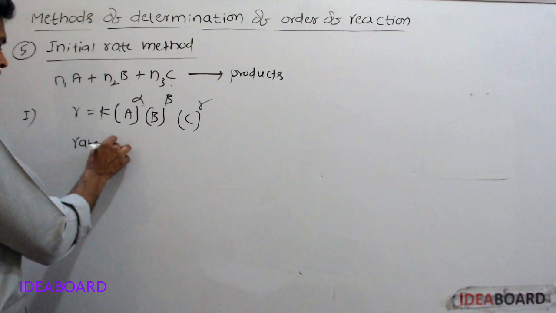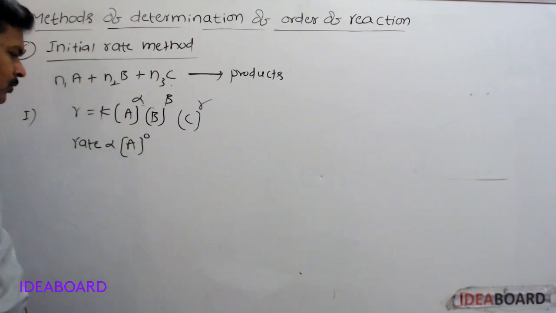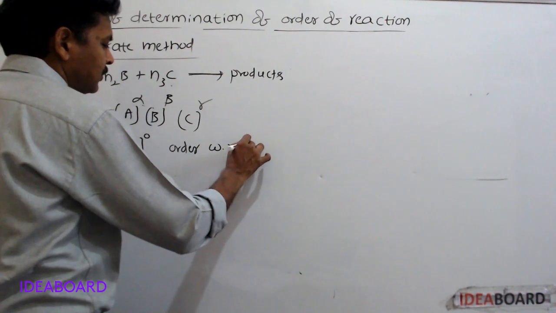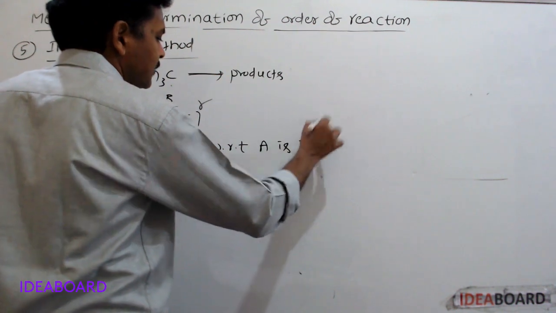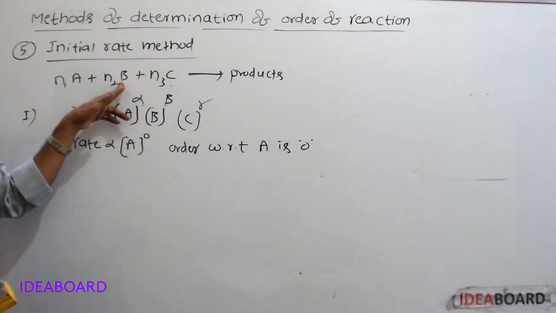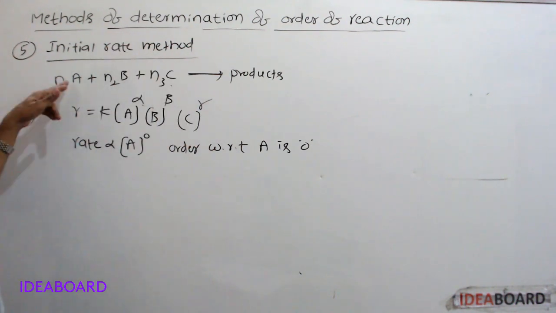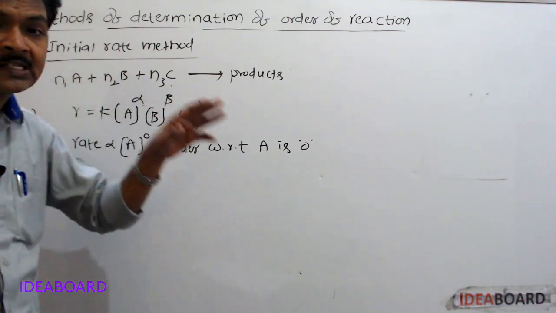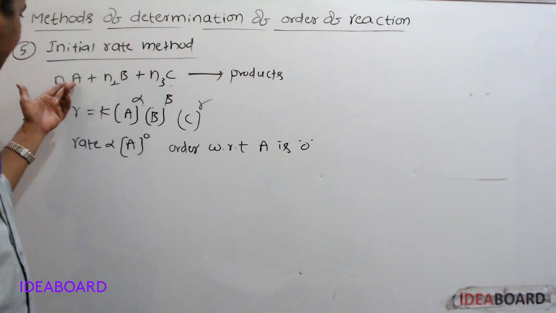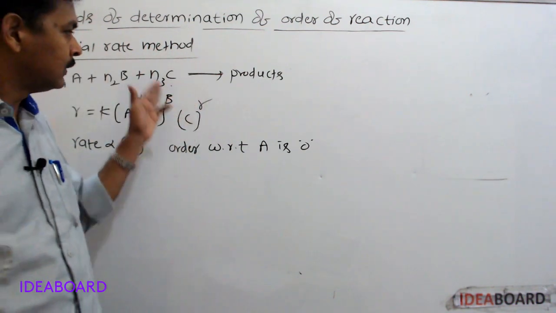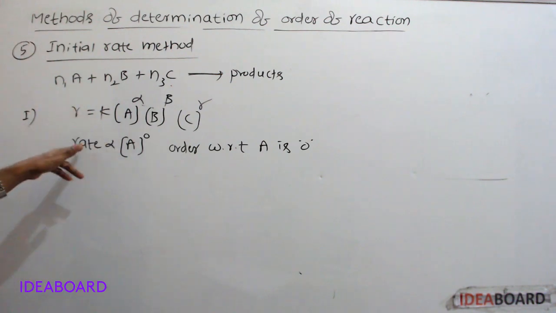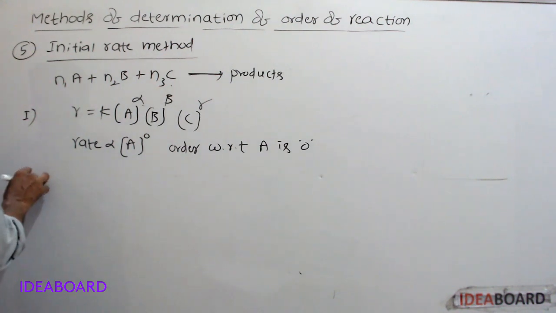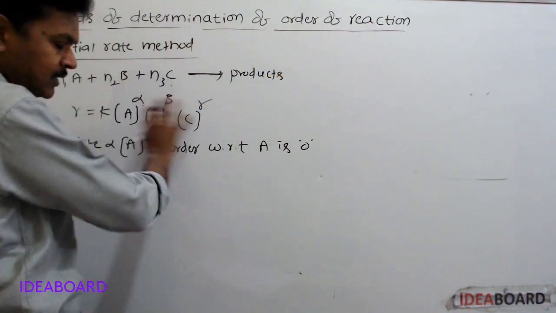Then see, rate is directly proportional to A concentration power 0. Then order with respect to A is 0. By keeping B concentration and C concentration constant, if A concentration is doubled or even tripled, there is no change in the rate of reaction. That means rate of reaction does not depend on A concentration, then order with respect to A is 0. Next to second experiment. I will explain one problem also based on this method.